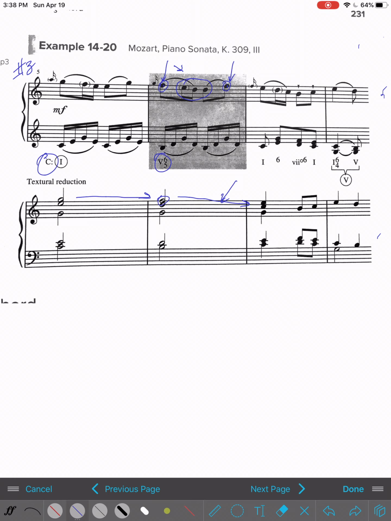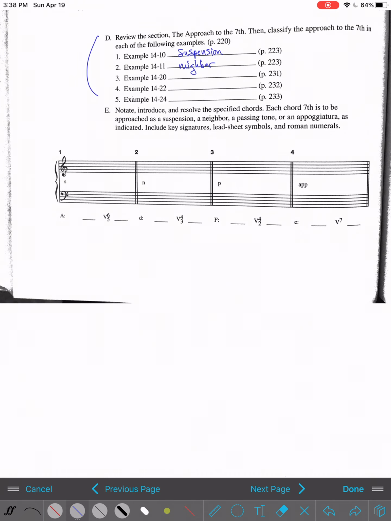So how is the seventh approached? Well, we can say here it's approached by a step, and it's resolved by another step in the same direction. So therefore, we would call this a passing figure that is embellished. Okay, so we'd write that over here. So this is a passing figure.